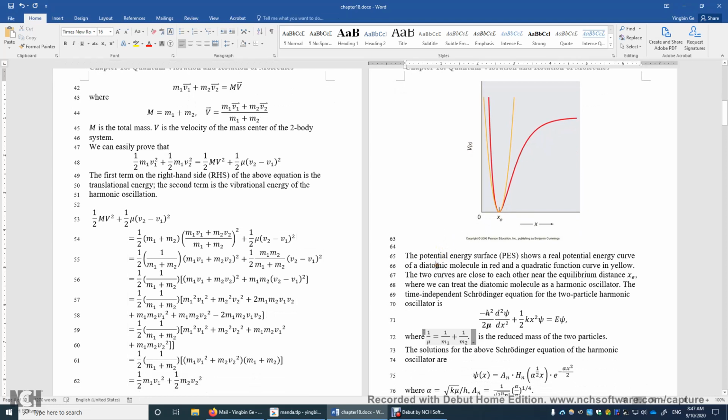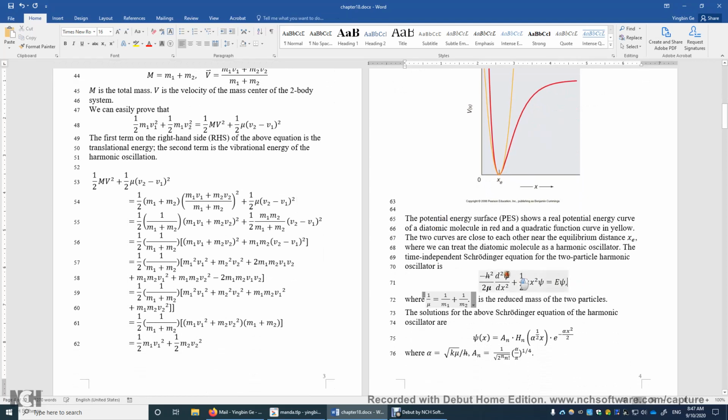So how do we solve the Schrodinger equation for the diatomic molecule? Well, again, this is the Schrodinger equation. All you need to do is replace M with mu, and in this case, mu is the reduced mass of the two atoms in this diatomic molecule. If you're looking at a molecule such as HCl or HBr, because H is much lighter than Cl or Br, the reduced mass of such a molecule is very close to the mass of hydrogen. In general, mu is very close to the mass of the much lighter atom.